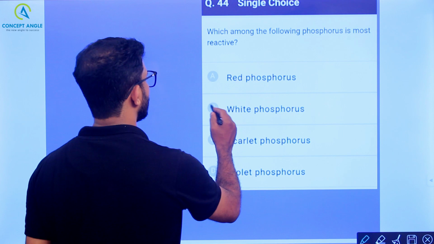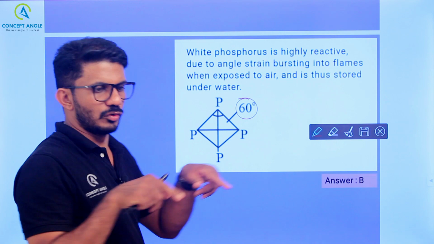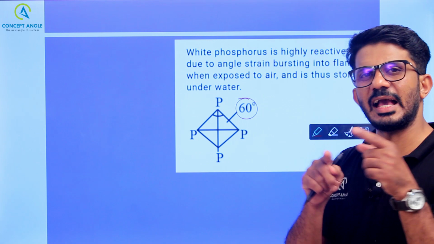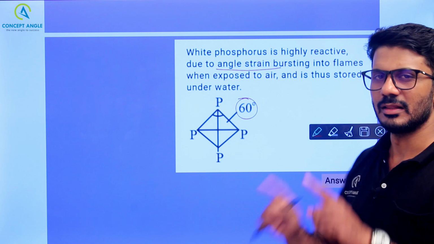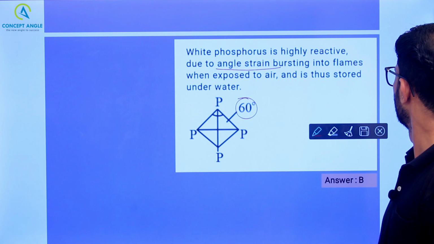The answer is white phosphorus. What is the structure of white phosphorus? The structure of white phosphorus is tetrahedral, and it has an angle of 60 degrees. So the phosphorus having a cyclic structure with an angle of 60 degrees will experience angular strain. Due to that angular strain, the bond will break and the ring will open. So when exposed to air, it catches fire. So that is the most reactive one. White phosphorus is the answer, option B.